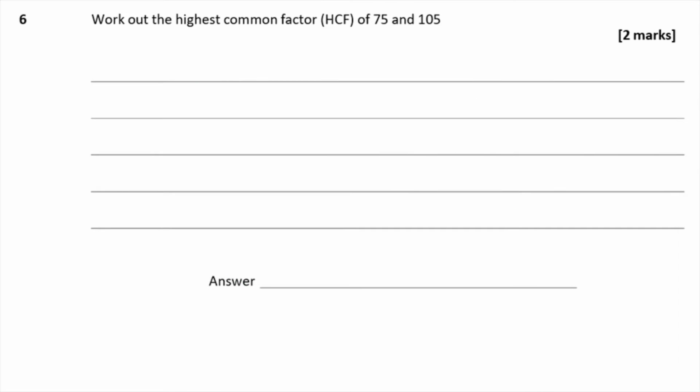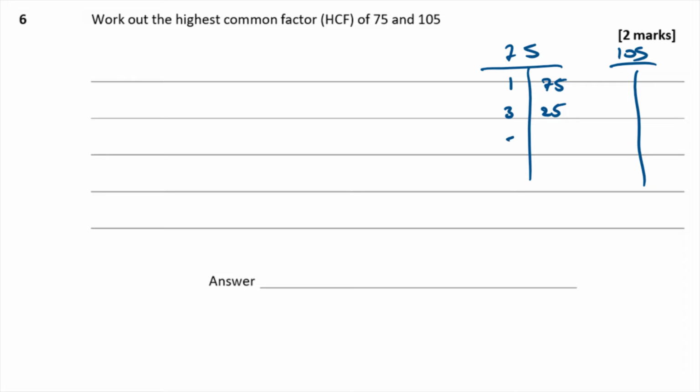Question 6. Work out the highest common factor, HCF, of 75 and 105. You've got different approaches for doing this. Either you can find all the factors of 75 and 105 and then find which one is biggest on both. So what goes into 75? 1 goes into it and 75. 2, no. 3, yeah, 3 goes in 25 times. 4, no. 5 does though.